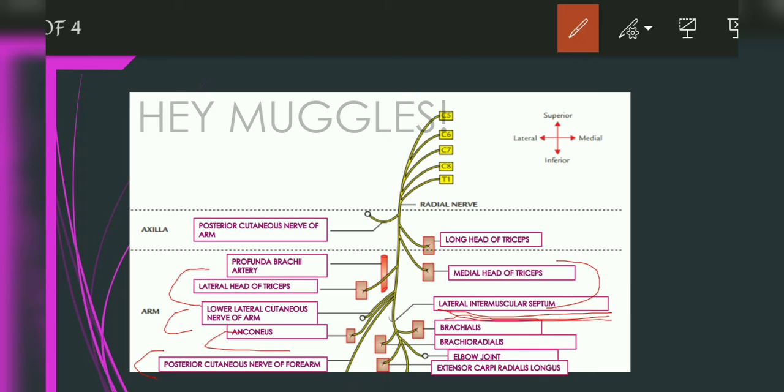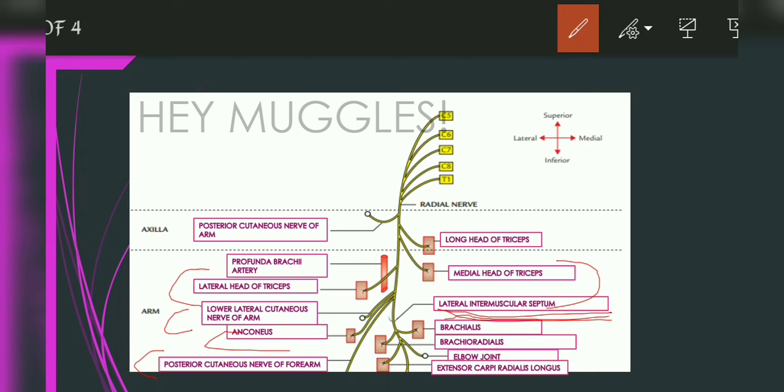Now it has entered the anterior compartment of the arm. The spiral groove is basically present on the posterior surface of your humerus. So the radial nerve was on the posterior surface of the humerus until the spiral groove. Then it passes through your lateral intermuscular septum, and then it enters the anterior surface of your arm, right?